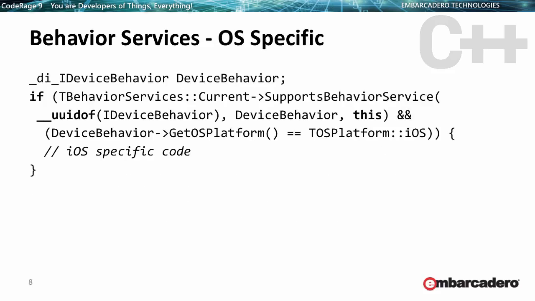You can also use the IFontBehavior interface to find out the default font family and the default font size. So here's an example of using it to get the device behavior, to get the OS in this example. We check to see if it is iOS, and first we have to check to see if it supports the IDeviceBehavior interface. And if it does, then we can use that to get the OS platform and check to see if it's iOS, and then have specific behavior for iOS.